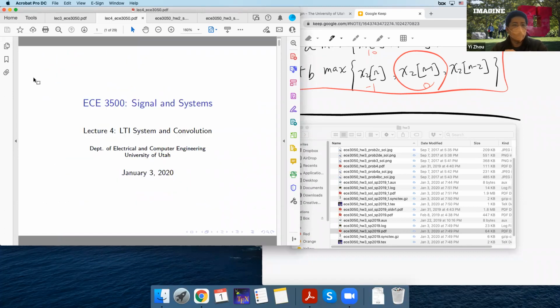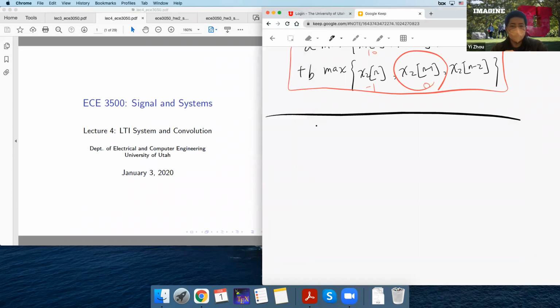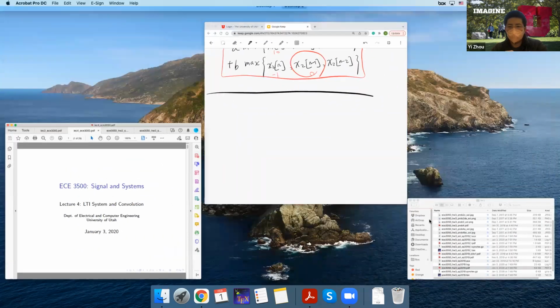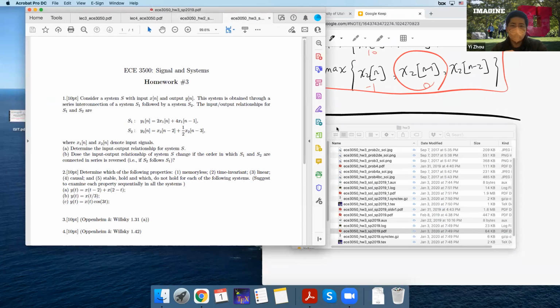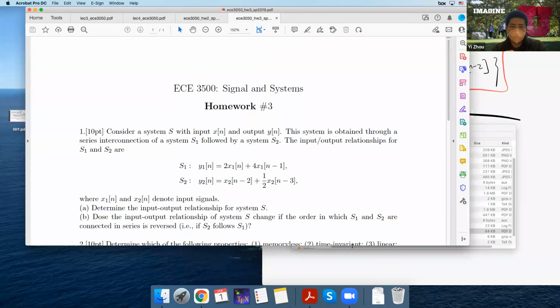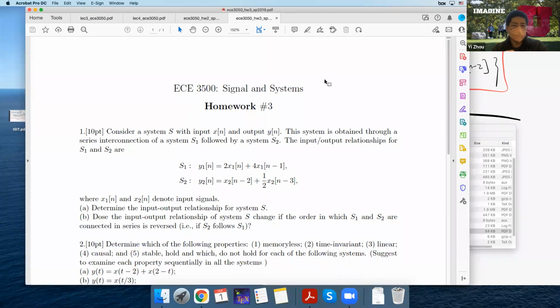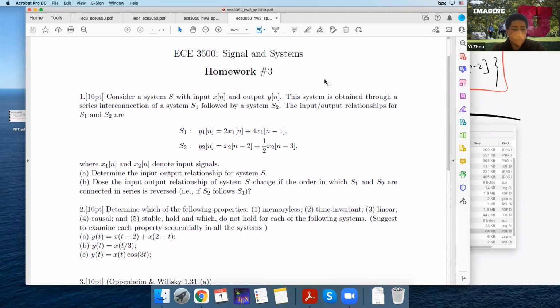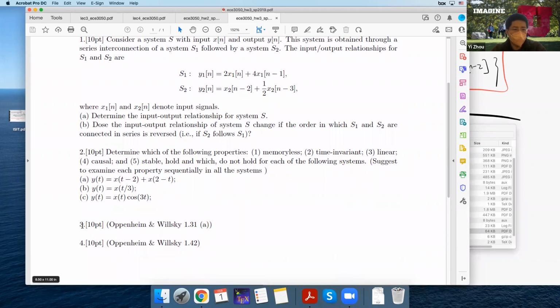We have 15 minutes, so maybe we can just look at the homework. I won't go over them in detail, but just give a high level comment or discussion. Let's look at the first two. The second one is quite standard. Given these system equations, A, B, C systems, you need to categorize them into memory, time invariant, linear, causal, stable. So categorize them into different system categories, basically by following their definitions.